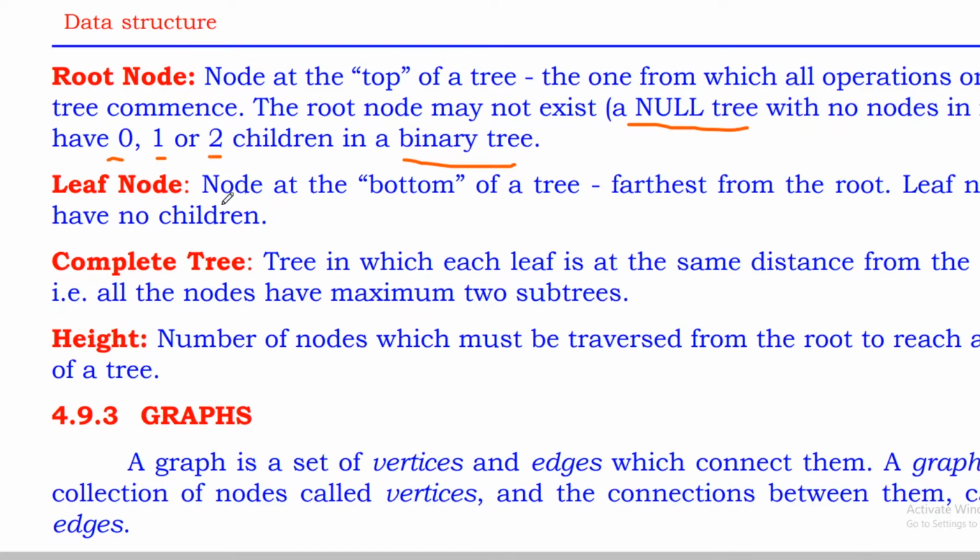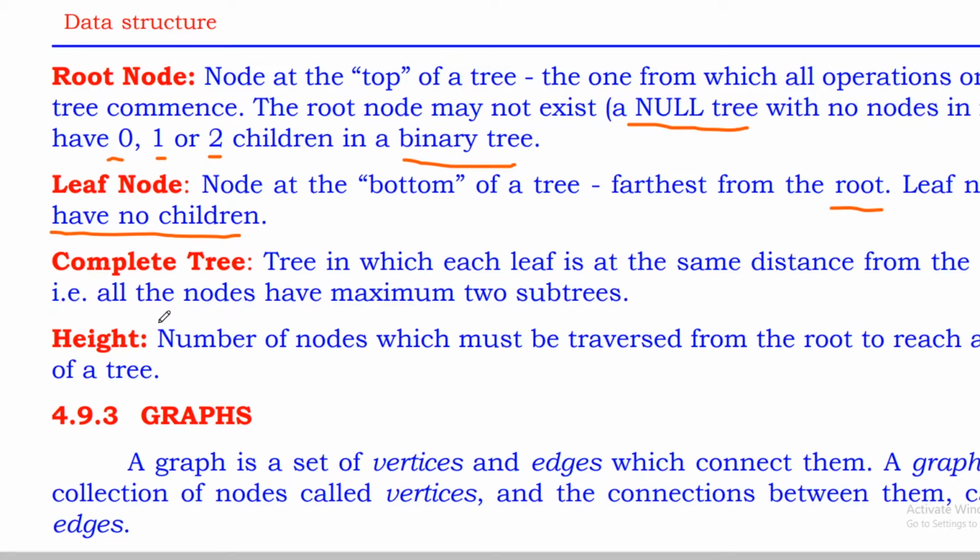This we already know. A node at the bottom of the tree, the farthest from the root node, from the root node to the last node, is called a leaf node. So leaf nodes have no children. That we have also understood. What does a complete tree mean? A tree in which each leaf node is at the same distance from the root node, and all the nodes have a maximum of 2 subtrees. Such trees are called complete binary trees.